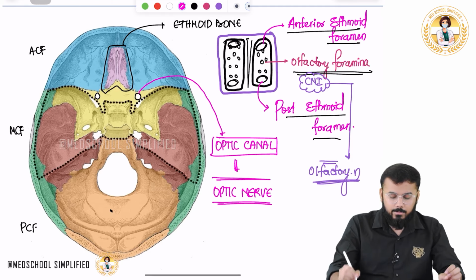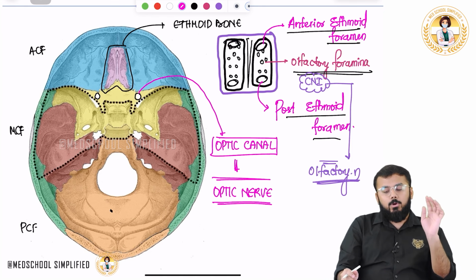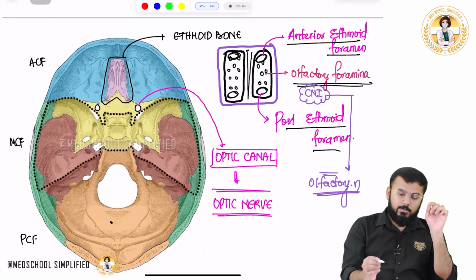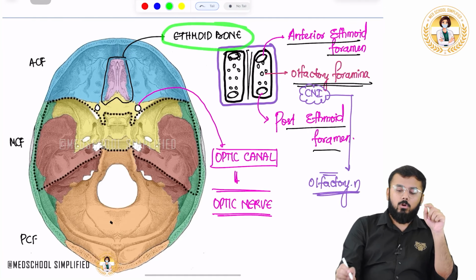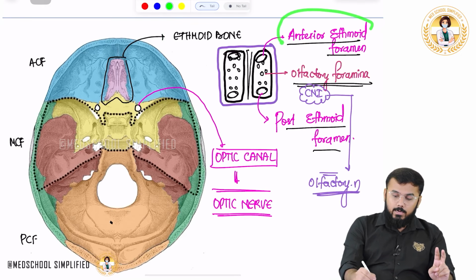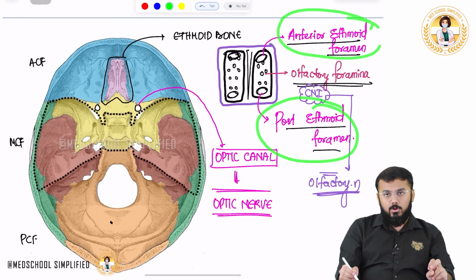These are called as optic nerves. So one very important thing you need to know, that in the anterior cranial fossa, what are the things that are present? Anterior cranial fossa, we have got a bone called as ethmoid bone. In this ethmoid bone, you have got two important foramens, anterior ethmoid foramen, posterior ethmoid foramen.